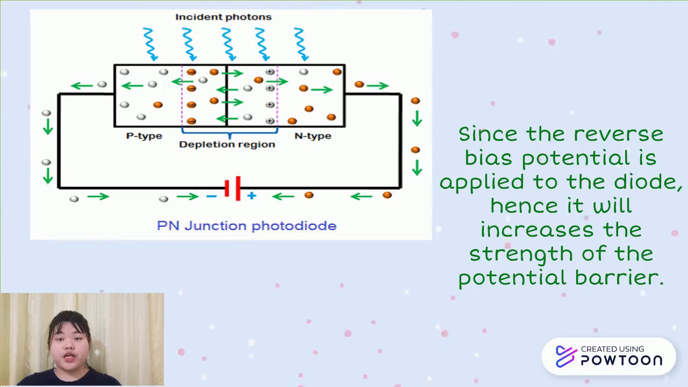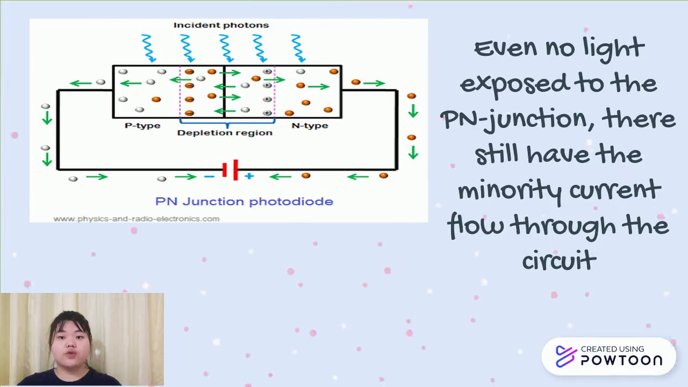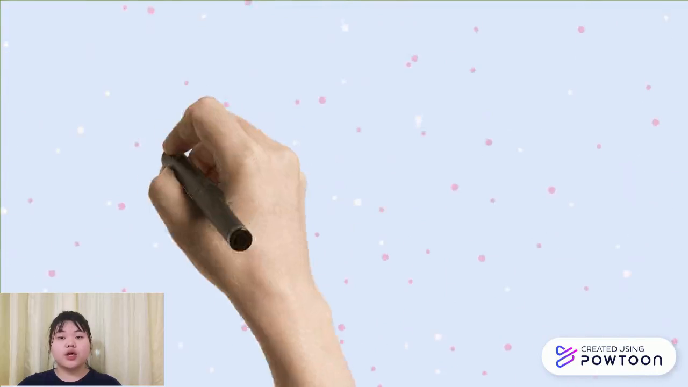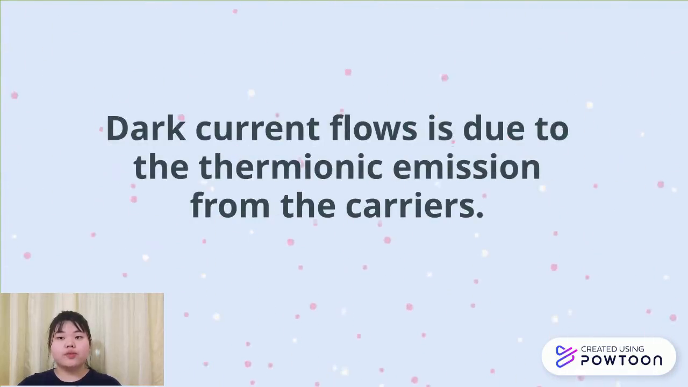Since the reverse bias potential is applied to the diode, it will increase the strength of the potential barrier. The potential barrier resists the flow of charge carriers across the junction. However, a minority current will flow through the PN junction if there is no light. This minority current flowing through the junction is what we call the dark current. Dark current flow is due to thermionic emission from the carriers.